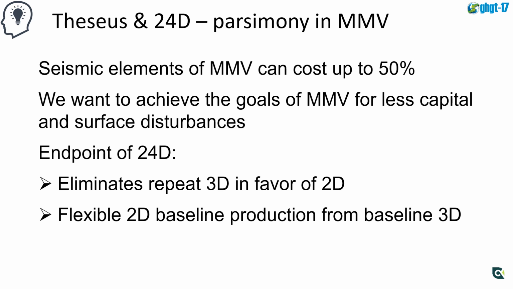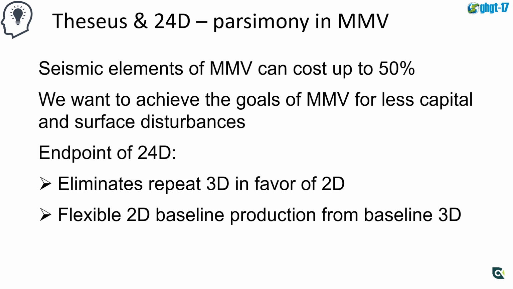So in summary, Theseus and 24D are about an idea like parsimony in monitoring for carbon storage. The problem here is that the seismic elements of MMV can cost a lot. It can cost up to 50% of all MMV costs, which turns out to be quite a lot. Now, we would like to achieve the goals of MMV. We don't want to cut corners. We want to achieve those goals for less capital and for less disturbances of the surface.